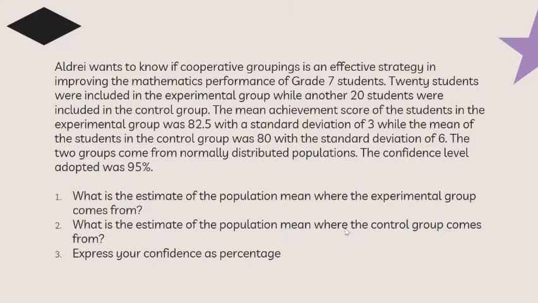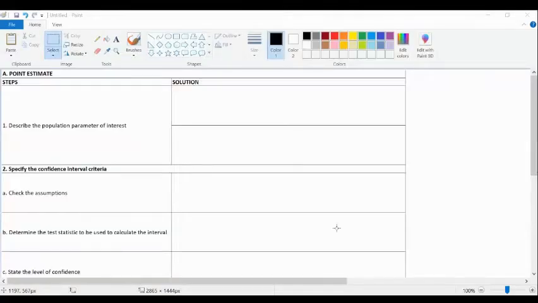For this, we're going to use the four-step method to find the estimates of the population means where the experimental group and the control group belong, as given in our activity. For our first step, we're going to find the point estimate. So we describe the population parameter of interest. The first parameter of interest is the mean. We're going to label it as this one. This is the mean of the population where the experimental group belongs.